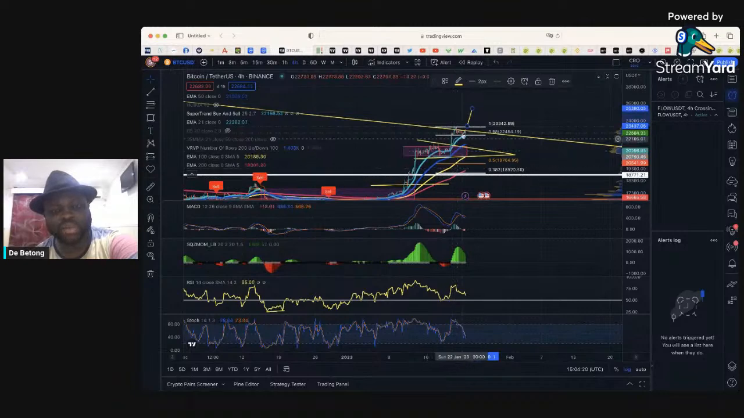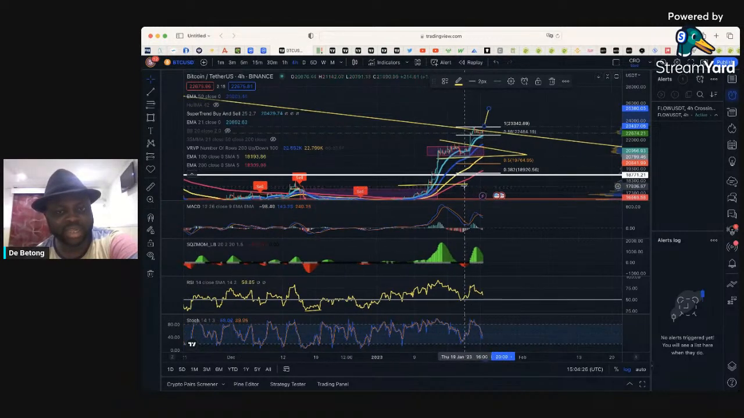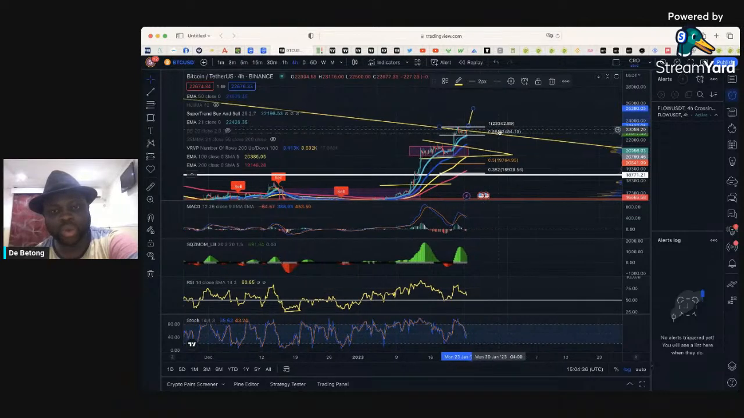So if Bitcoin can come right down to this level that I mentioned last time, I think that this is from the demand zone. It can come right down here to retest this zone before going back to the upside. So you guys want to be looking at this zone here.